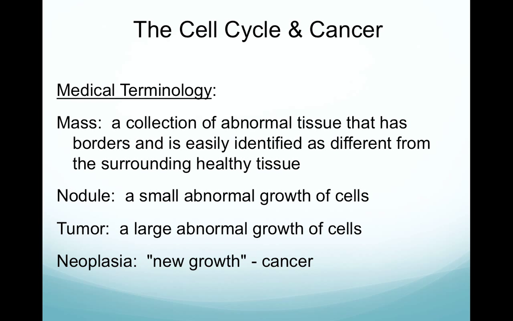A mass is a collection of abnormal tissue that has borders and is easily identified as different from the surrounding healthy tissue. A nodule is a small abnormal growth of cells, or a small mass. A tumor is a large abnormal growth of cells. And then neoplasia is the technical term for cancer. Neoplasia literally means new growth.